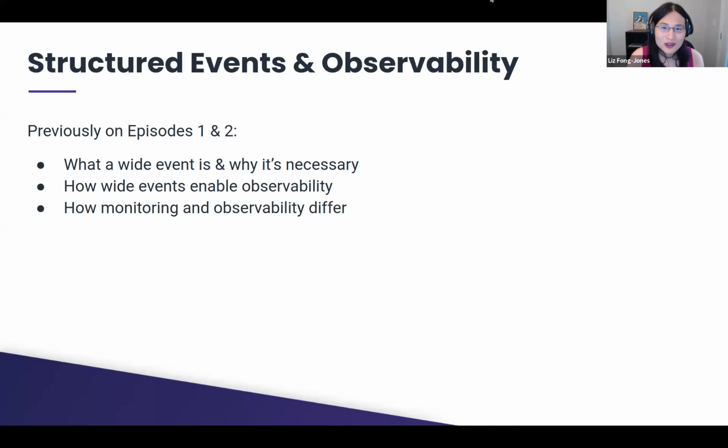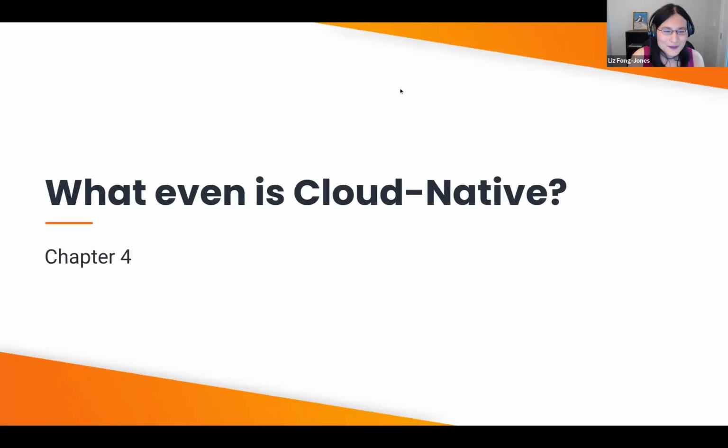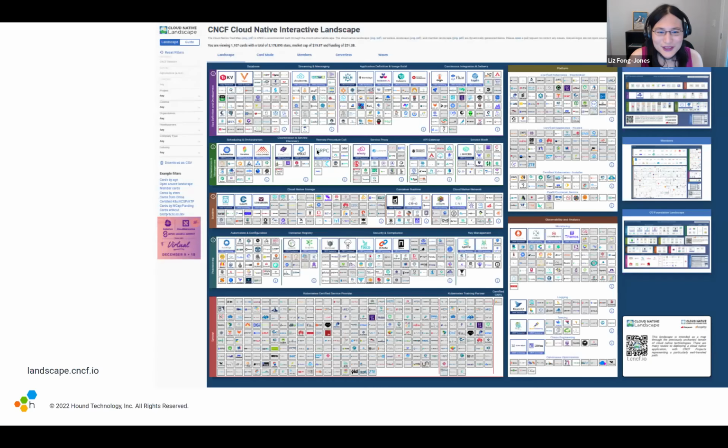So that's what we covered before. But today, what we'd like to do is get into the implications that these things have for practitioners of site reliability engineering, and also for people who are working in the cloud native space. So, like a lot of people, I had a lot of skepticism about this kind of cloud native thing, because it turns out that getting a definition of cloud native is really, really hard.